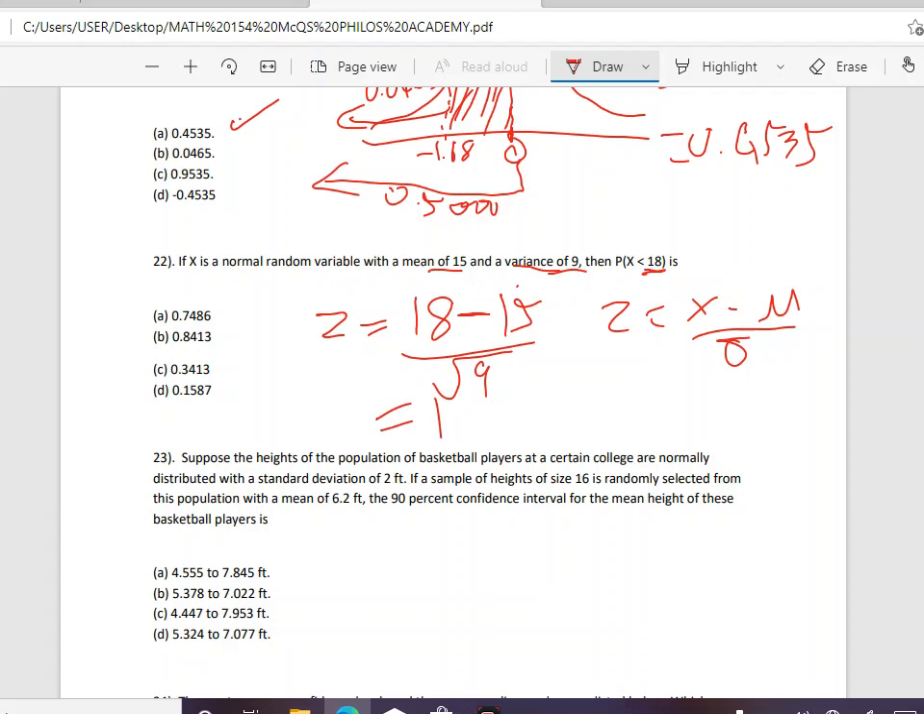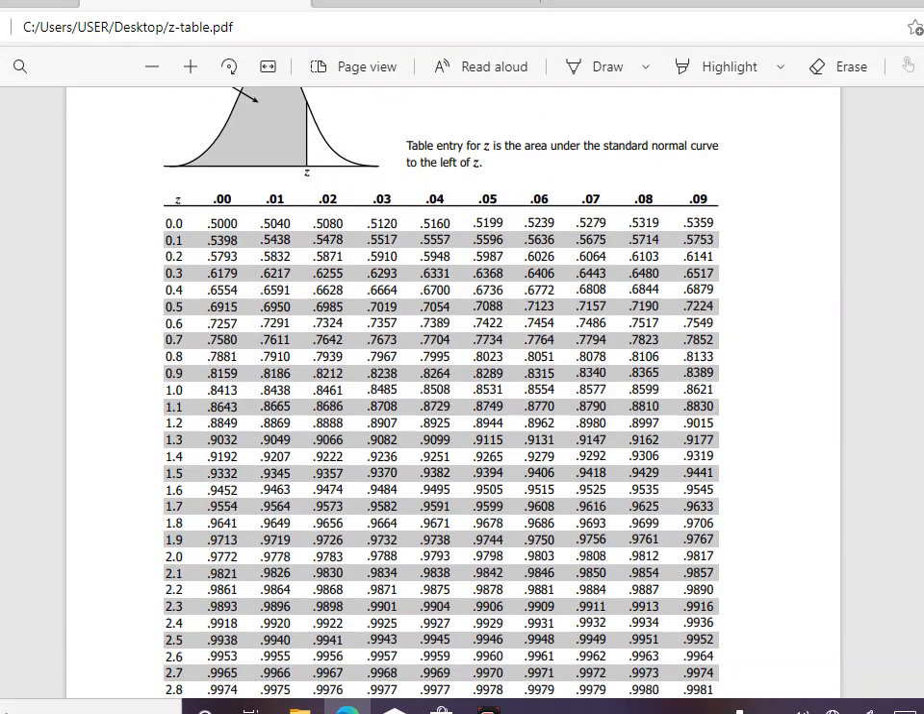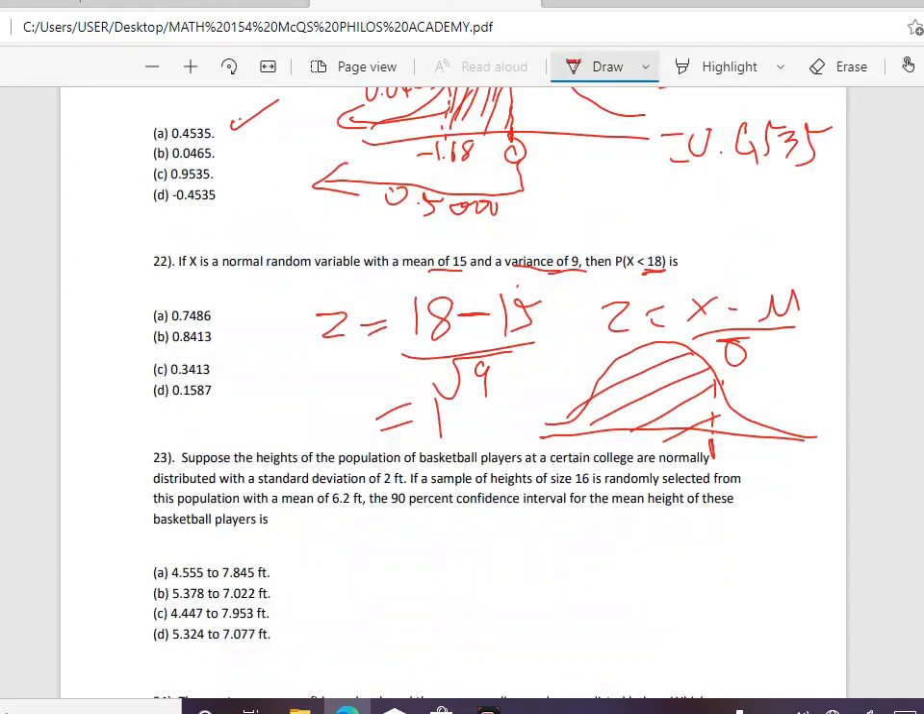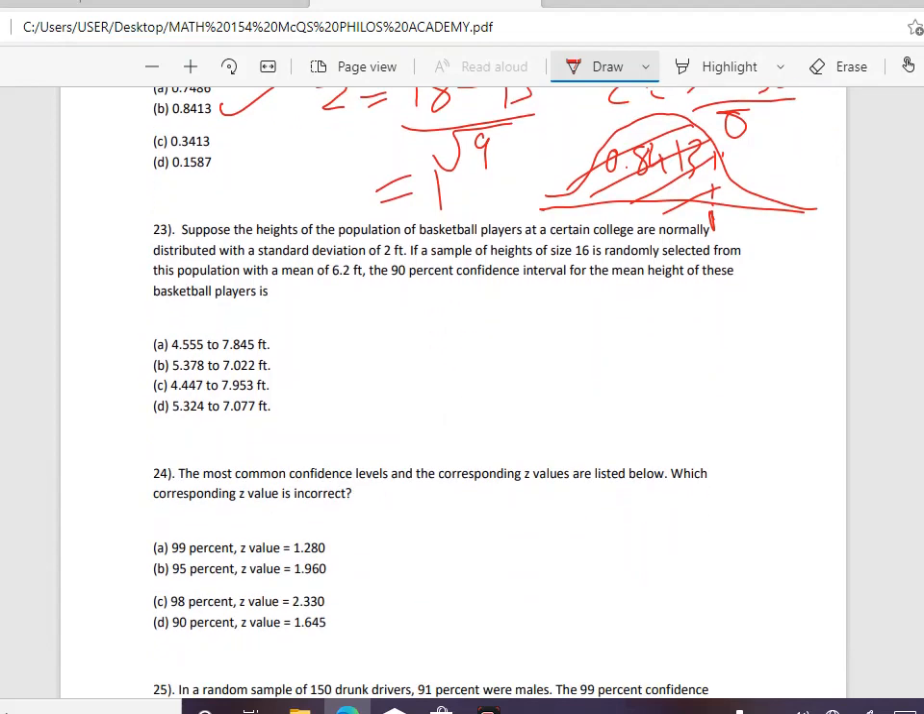Now, the question is asking us to find less than. So if 1 is here, the area less than 18, which is less than 1, will be this side. Meaning we should find the area to the left of 1. So you quickly check for 1.0. That's 0.8413. So the answer is 0.8413. The answer is B.